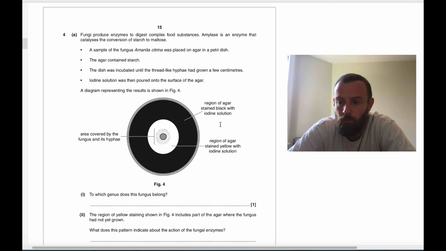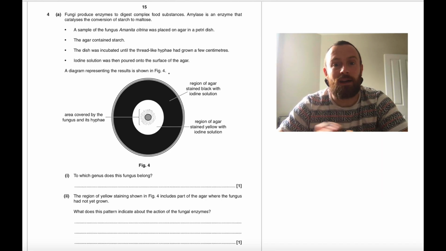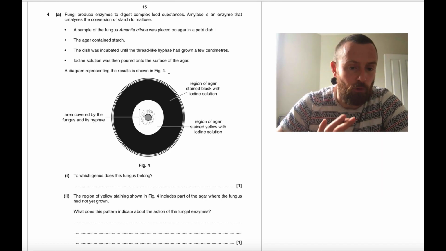Moving on to question 4. At this point, if you want to take a break, I suggest this would be a good point. I've got a few more questions to do, so maybe pause, grab a cup of tea, grab a snack, come back. I'm going to work through the rest of the questions. Okay, welcome back if you did take a break. So now we're on question 4.